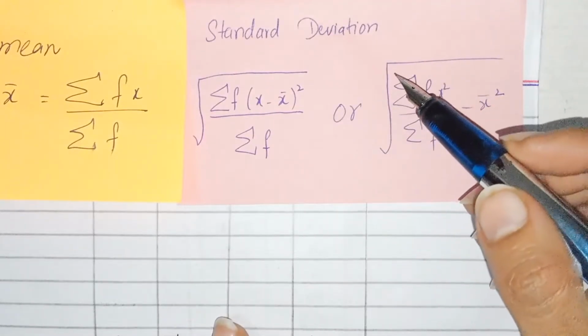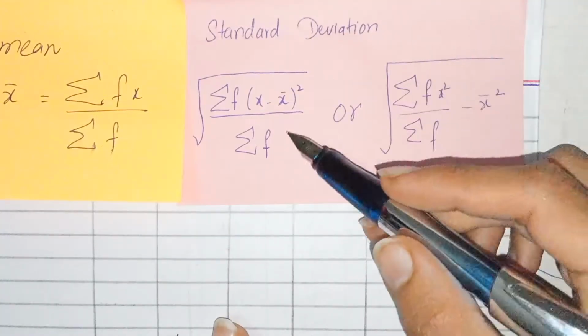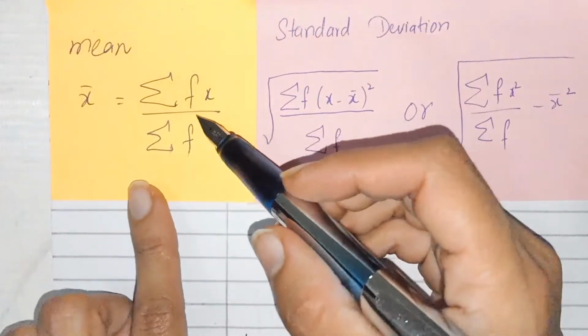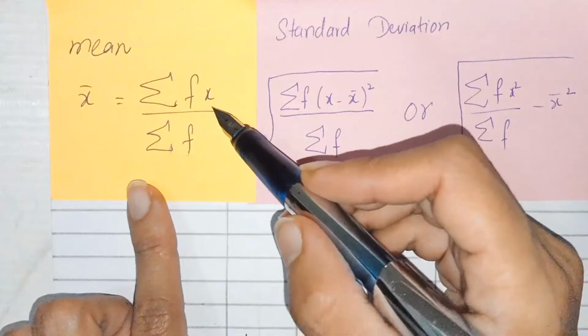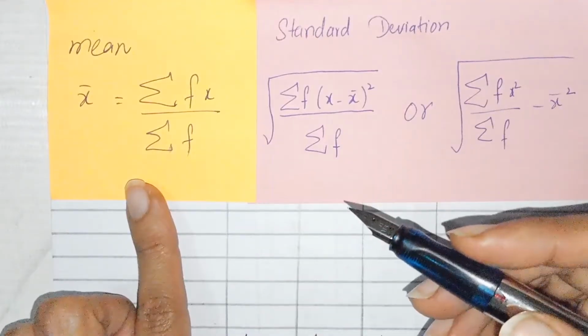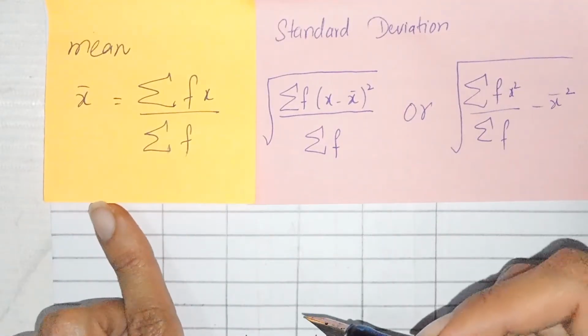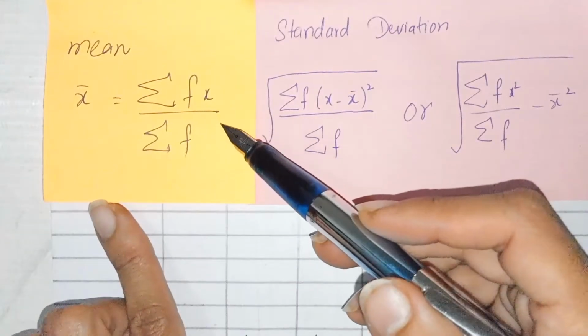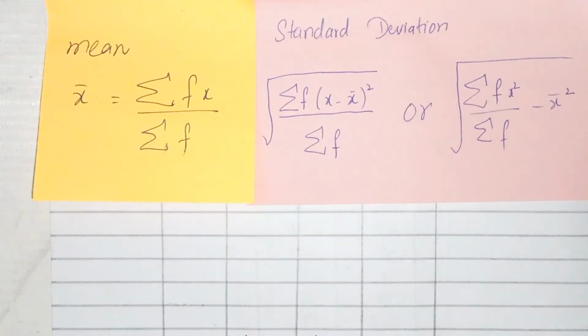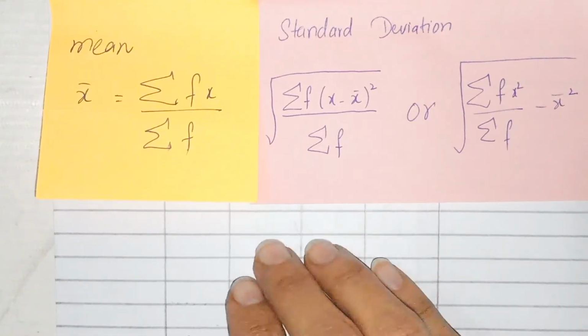Now students, this is the formula to find the standard deviation of grouped data. You can use this one or this one. And the formula of mean is sigma fx over sigma f. f stands for frequency and x is the readings of the data which is provided to us. Frequency means how many times it happened according to the data provided to us. Now we have to find the standard deviation.